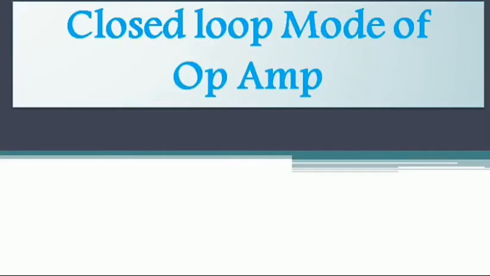Hello everyone. In the previous video we have seen what is an operational amplifier and how to draw the voltage transfer characteristic of an op-amp. And also we came to know that depending on the VTC curve, the op-amp will work in the linear region and the saturation region. So depending on those regions, we can say that there exist two modes of op-amp. One is the open loop mode and the other one is the closed loop mode.